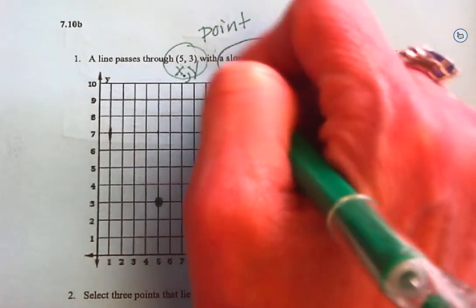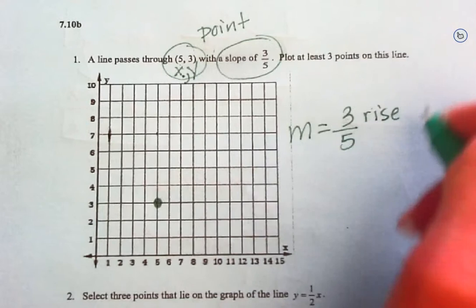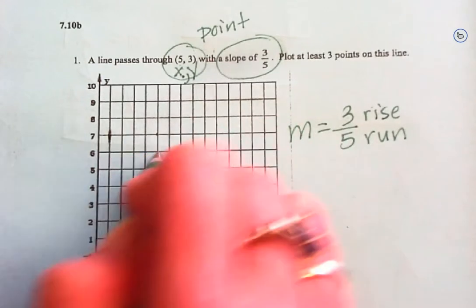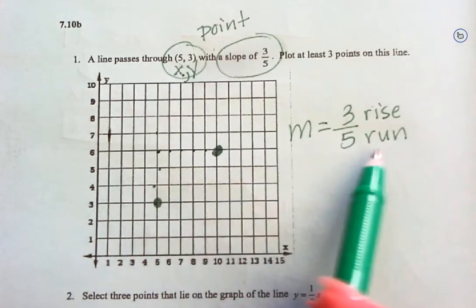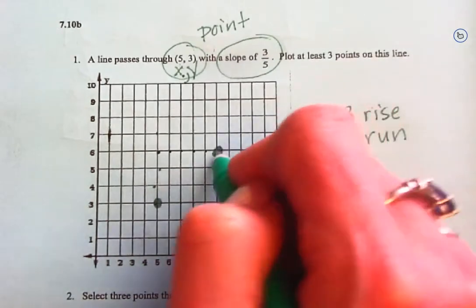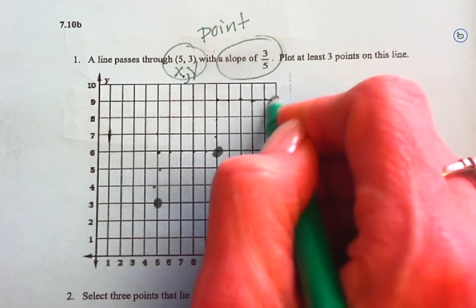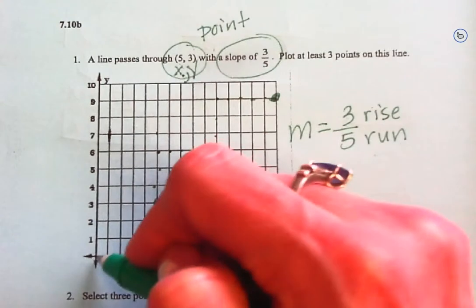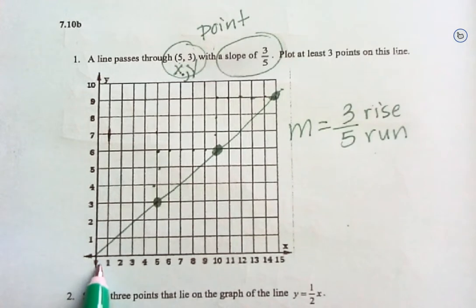Our slope is given as 3/5. So if slope is 3 over 5, that means it's rise 3 over 5 run. So I'm going to go up 3, 1, 2, 3. I'm going to go over 5, 1, 2, 3, 4, 5. It says plot at least 3 points, so I'm going to do it again. I'm going to go up 3, 1, 2, 3. I'm going to go over 5, 1, 2, 3, 4, 5. I have my 3 points, so then I'm going to connect them with a straight line, and you can see that this is proportional because it passes through the origin.